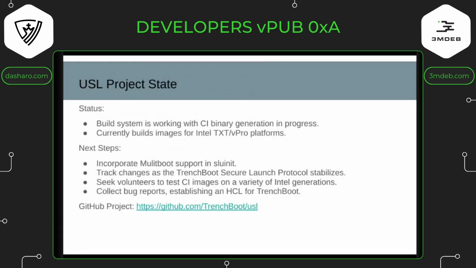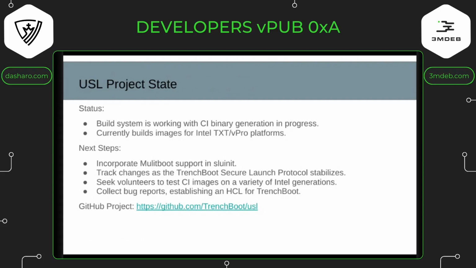The current state: the build system is working. We can generate the binaries, and the next step is to get that into an automated CI so that in the project page we can then publish at least the base images available for anybody to just download and use. Currently, we only have Intel TXT supported with it. We're only building for TXT right now.